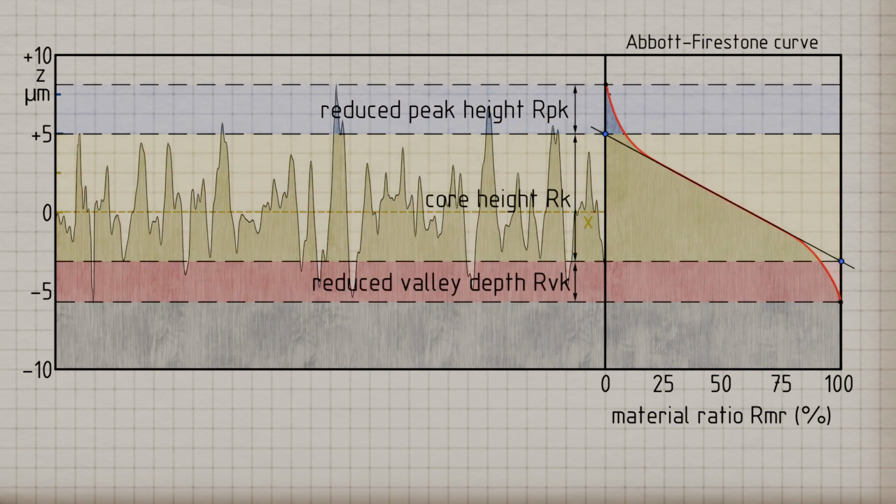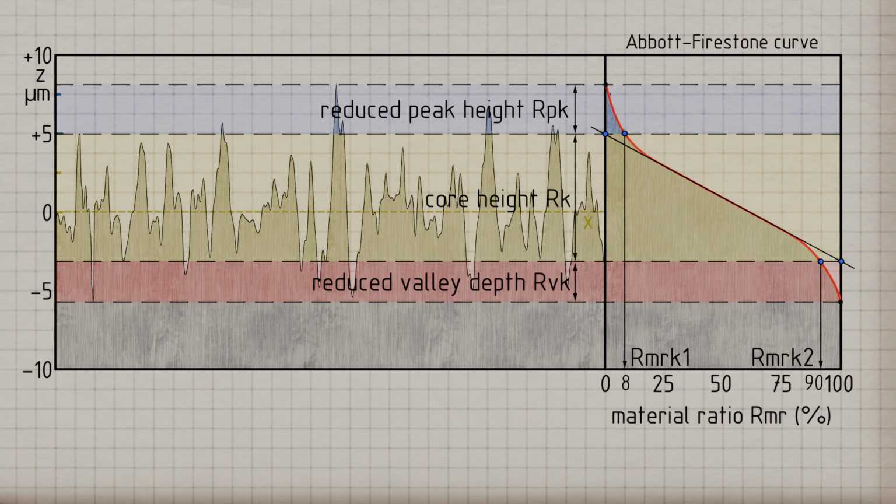Other important parameters are the material ratios RMRK1 and RMRK2. These values characterize the smallest and largest material ratio of the core profile, and in our case are 8% and 90%, respectively. Let's briefly revisit the reduced peak height and reduced valley depth.